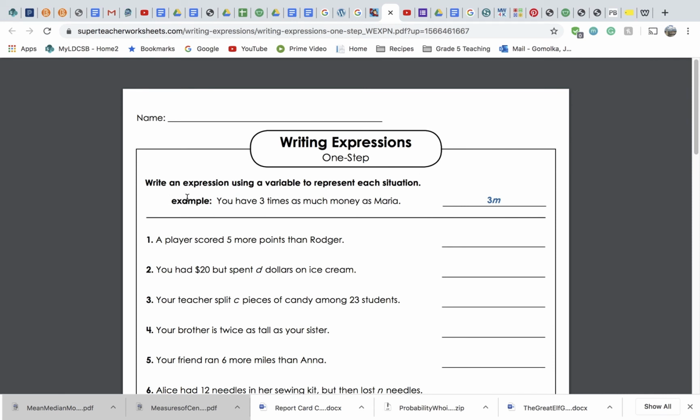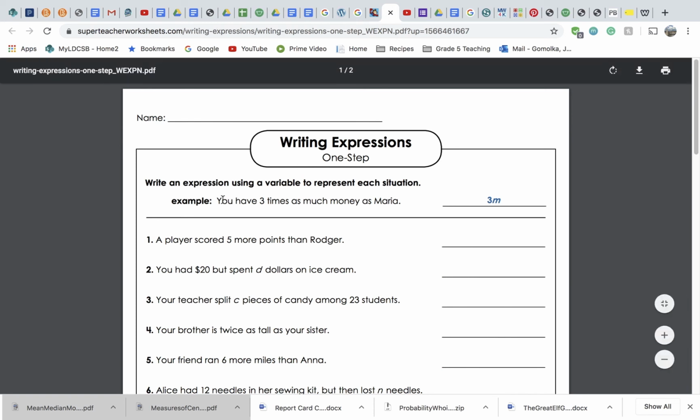So let's look at our example. Write an expression using a variable to represent each situation. It's going to tell you what letter to use for the most part, or sometimes it won't, so you have to choose a letter that you will use as your variable. But you have to be able to read the question to figure out what the equation will be.